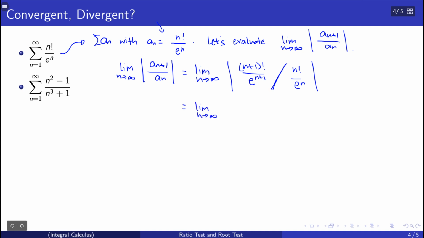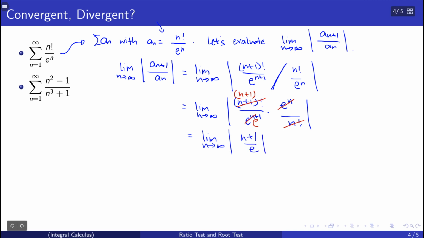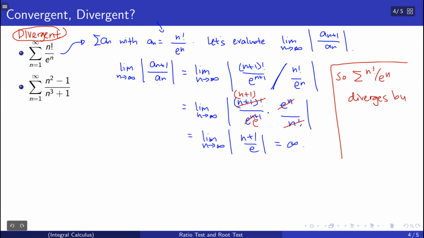But now I can simplify. What happens if I divide fractions? Same thing as multiplying by the reciprocal. And here you'll see that terms actually cancel out. e to the n cancels with e to the n here, leaving you with just e to the first power. n factorial cancels and just leaves you with n plus 1 here. And so as n goes to infinity, we're really just taking the limit of n plus 1 over e. And as n goes to infinity, this goes to infinity as well. Therefore, this original series here, by the ratio test, is divergent. So I can write the conclusion here: diverges by the ratio test.